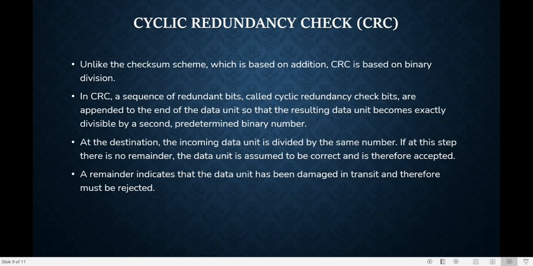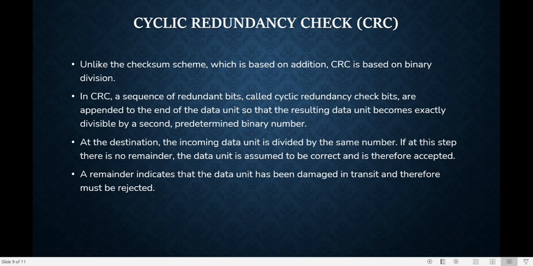Now the next technique is cyclic redundancy check or CRC. Unlike the checksum scheme, which is based on addition, CRC is based on binary division. In CRC, a sequence of redundant bits called cyclic redundancy check bits are appended to the end of the data unit so that the resulting data unit becomes exactly divisible by a second number.